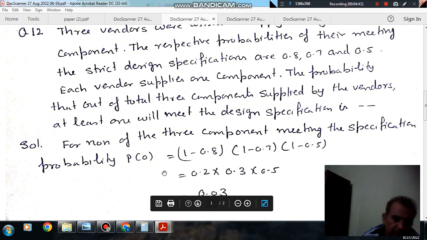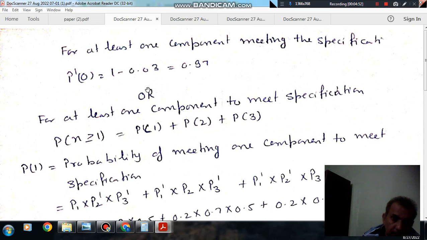Okay. In this method, first we find the probability of none of the components meeting the specification, and then we find the probability of at least one component meeting the specification. So this can be solved by either method. So the answer is 0.97.